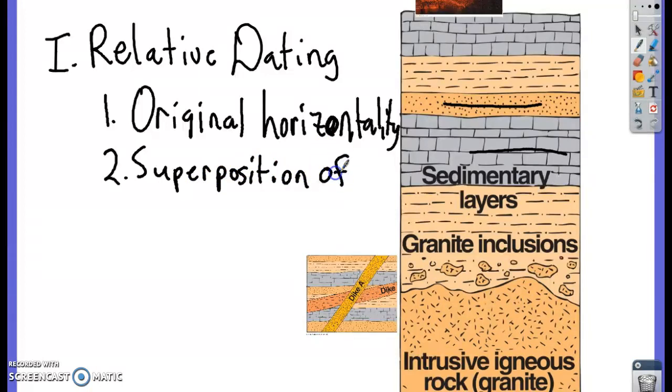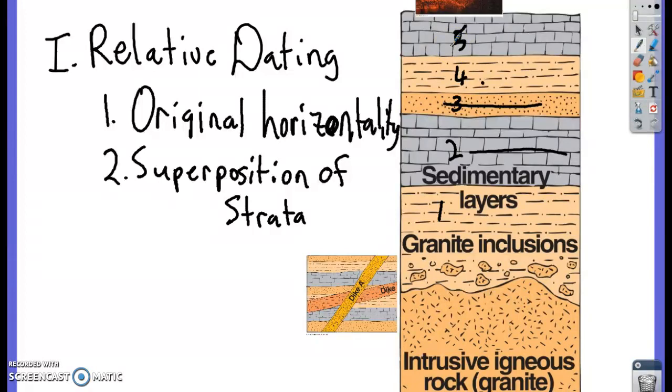All right. The second rule is called superposition of layers, or of strata. By strata we just mean layers, like stratus clouds, which are thin layered clouds. So superposition: if this layer is on top of this one, which one happened first? Well, this one had to be deposited first, and then this one after it. If we go down here, this one first, then this one second, this one third, this one fourth, and this one fifth. The higher it is, the younger it is. The lower position means that it is an older layer.